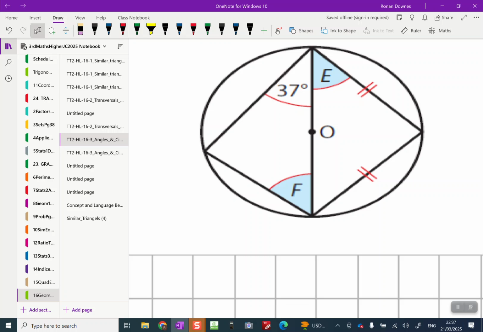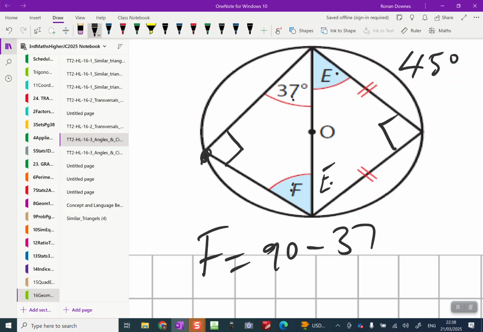And this is an isosceles triangle, so we have another E down here. This is a right angle, even though they didn't make it look like it, but it is. And this is a right angle. Okay, so that makes E 45 degrees because E and E must add up to 90 and they're the same. And this one you see is skewed a bit, it's not isosceles, but these two have to add up to 90. So F equals 90 minus 37, which is 53 degrees.